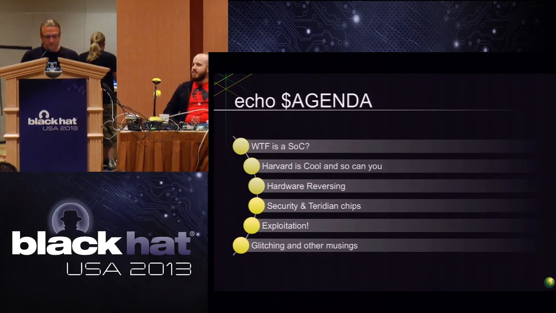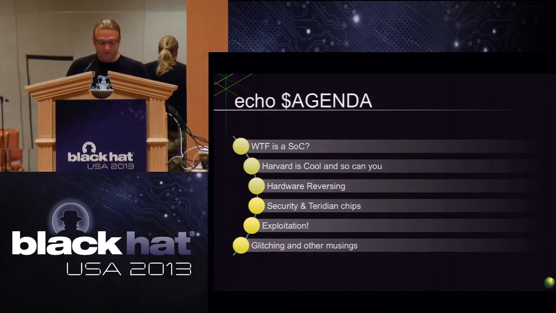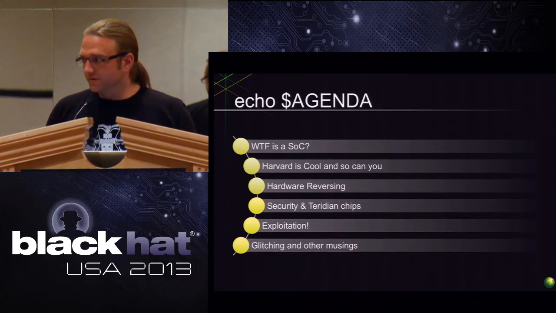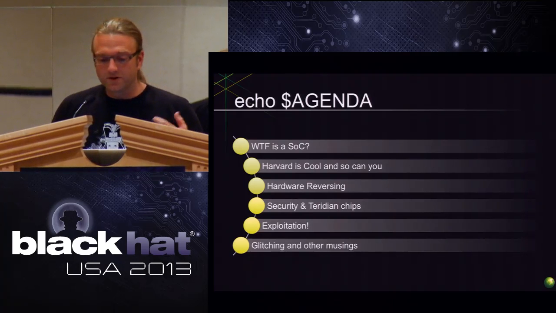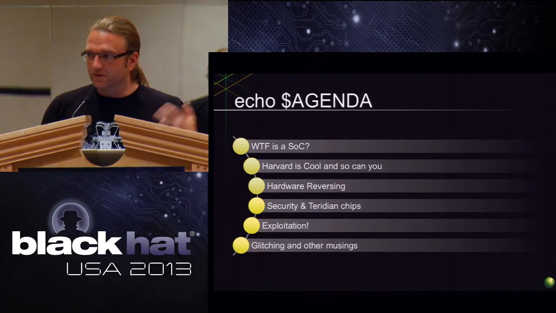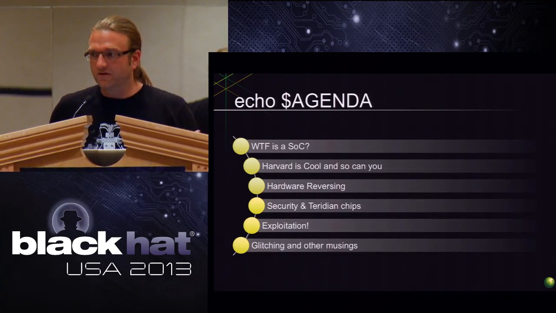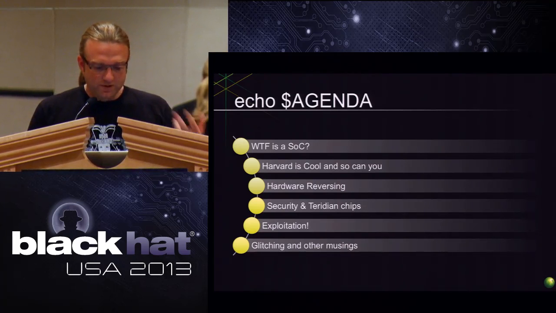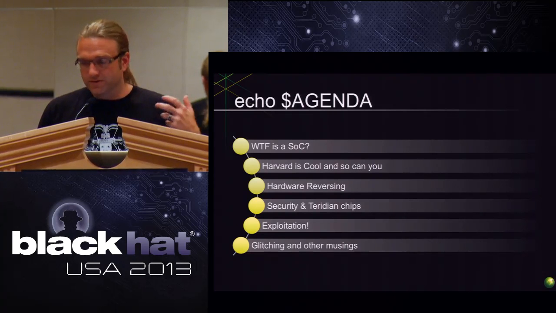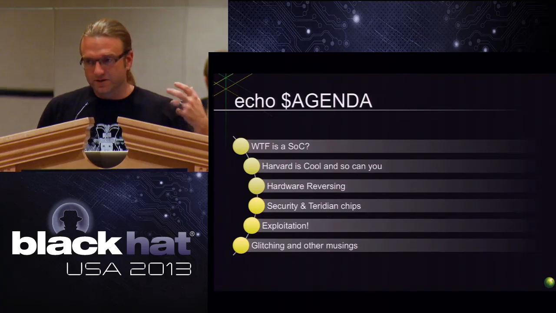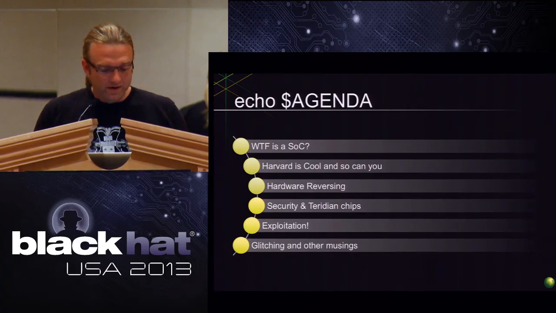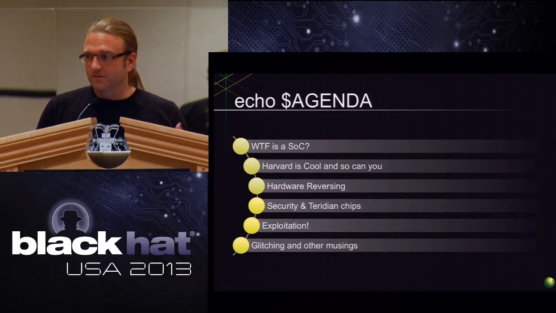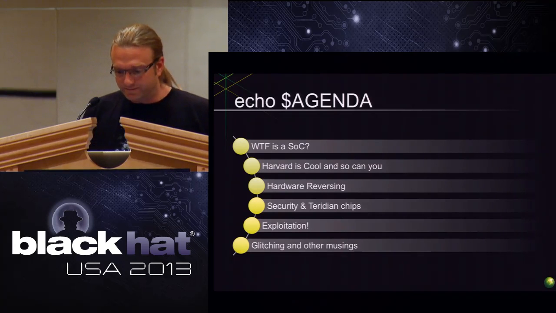So agenda, we're going to go over just what a SoC is in general. Then I'm going to actually dive into why Harvard chips are cool, why we don't actually see very many of them, and just the mental shifts that you have to do between the x86 von Neumann-esque architecture that we're used to and actually exploiting Harvard. We'll go into just the general hardware reversing process that we use, and from there we'll transition into the actual Teridian chips that we're going to talk about. We'll do a full live exploitation, and then we'll also talk about glitching and other more advanced hardware techniques.